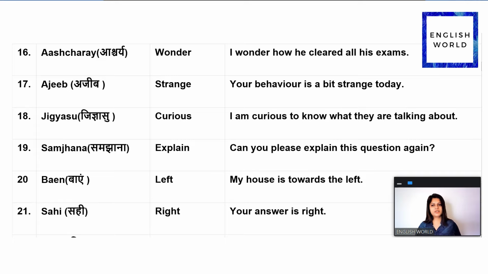Alright? Next one is बाएं. Means left. Over here it means left. My house is towards the left. मेरा घर left के towards है. We will simply say my house is towards the left. Next is sahi. In this, sahi means right, correct thing to do. So you can form a sentence like your answer is right. Right also means a direction, दाएं. So you can form a sentence like my house is towards the right.